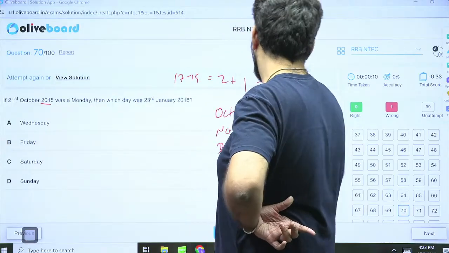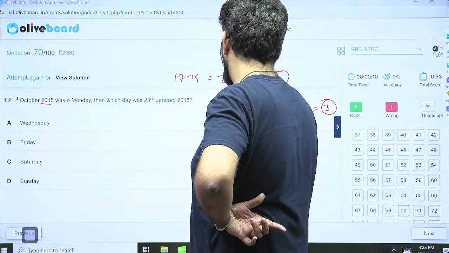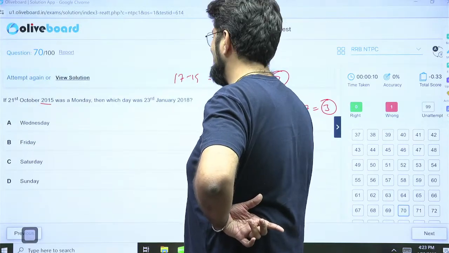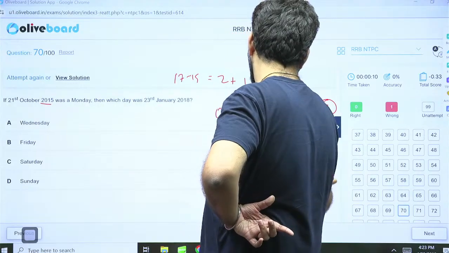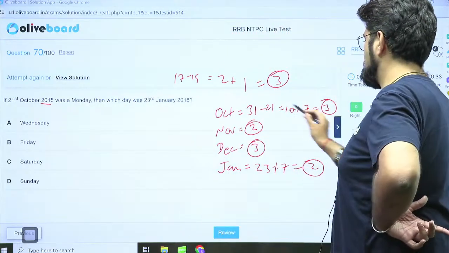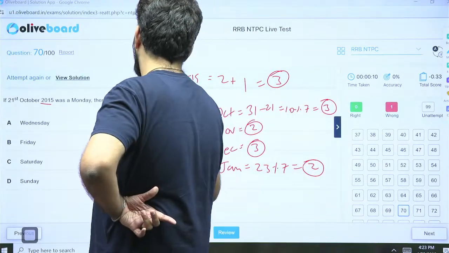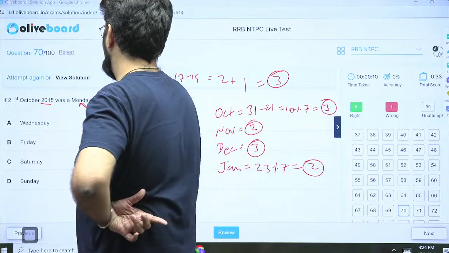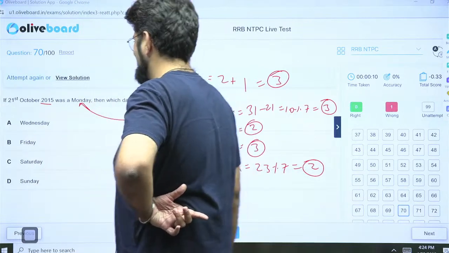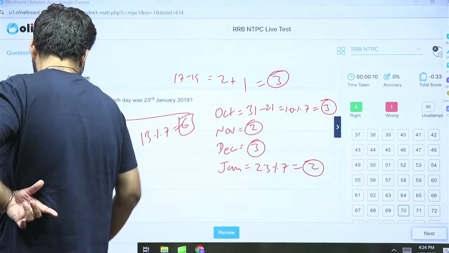Now October we'll have 3 odd days, November will have 2, December will have 3 odd days, and January 2018 we need only till 23. So 23 remainder with 7 is 2. Now add all of them: 3, 3, 6, 7, 8, 11, 13. So 13 remainder with 7 is 6, and 6 added to Monday will give you Sunday. 1 plus 6 is 7. Sunday should be our answer.